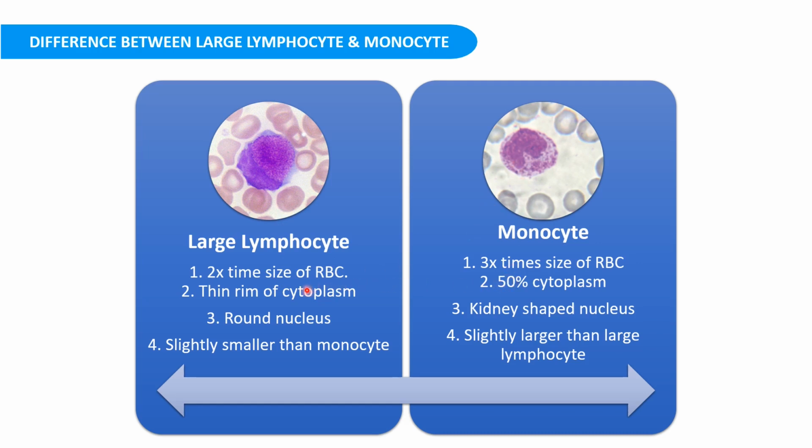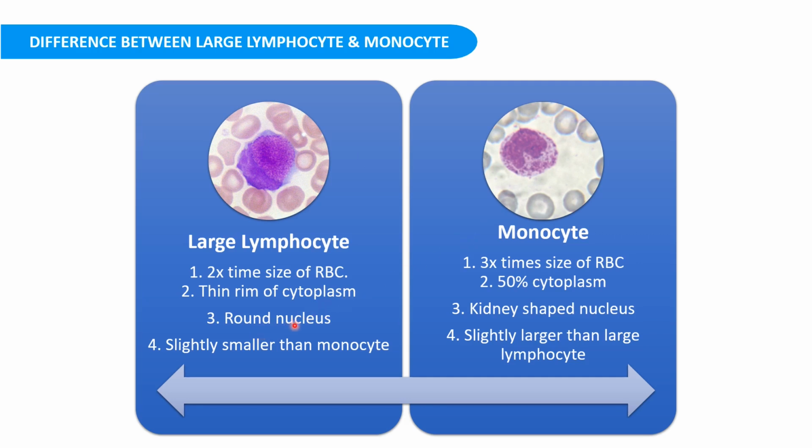But the most important difference that we have found practically is that the large lymphocyte has a very small amount of cytoplasm on the periphery, a very thin rim. You can see a big purple nucleus and blue cytoplasm. So a very thin rim of cytoplasm is present in a large lymphocyte, while in a monocyte there is about 50% cytoplasm. If you find a very big WBC with 50% cytoplasm, it is a monocyte, but if only a thin rim is present, then it is a large lymphocyte. This is the major difference.